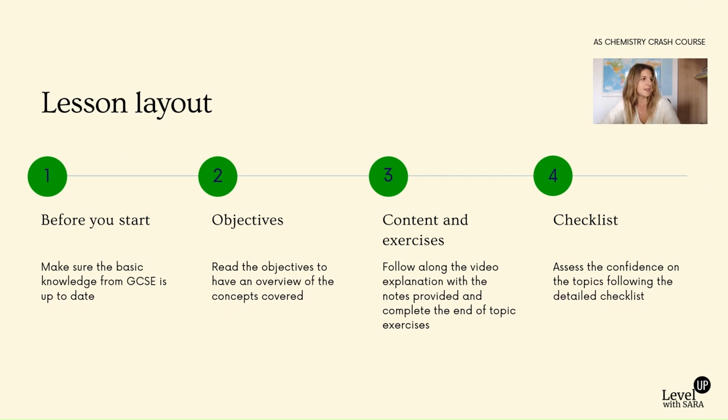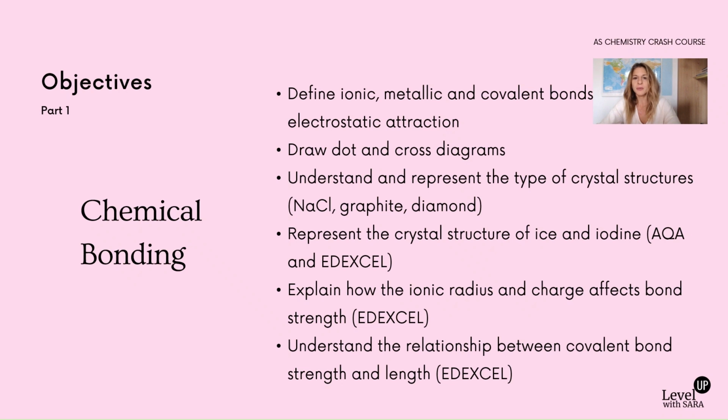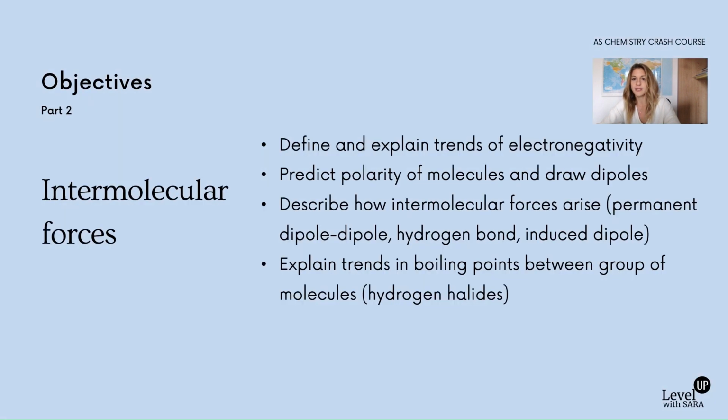Okay, so chemical bonding. The most important thing that we will look at are the definitions, because understanding the definition will help understanding many other factors in chemical reactions, reactivity, and so on. We will look at dot and cross diagrams. We will represent the types of crystal structures and all the types of bonds, as well as, at the end, looking at how the ionic radius and charge affect the bond strength, as well as the strength of the covalent bonds.